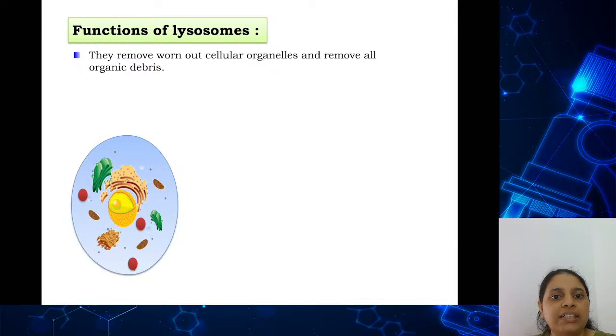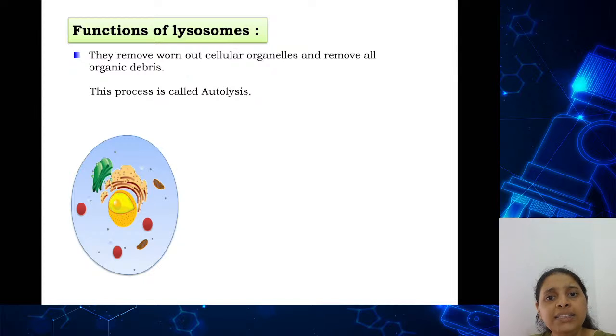So here you can see again the cell with lysosomes, right? Wherever you have the old parts, lysosomal enzymes will degrade and take care of all the waste materials also. This is known as autolysis. इस process को हम क्या बोलेंगे? Autolysis. Auto means self, lysis means breakdown. So here the lysosome is responsible for breakdown of its cellular material.